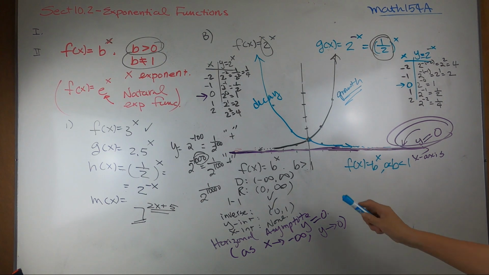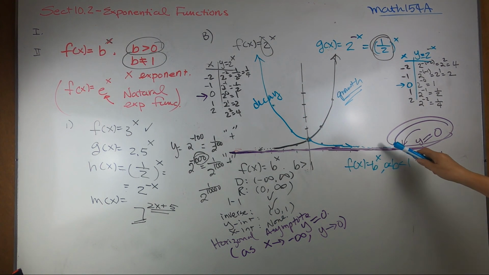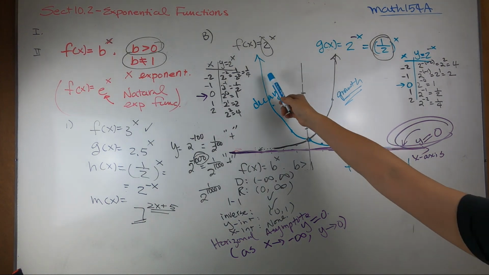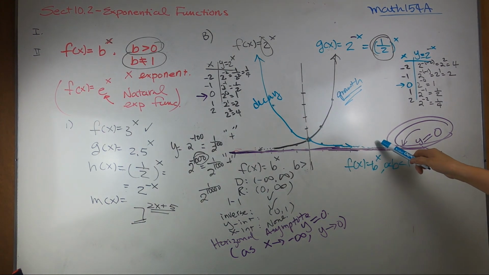Let's look at the characteristics of the exponential decay. Okay, so when your power is negative, that means things will kind of drop, right?